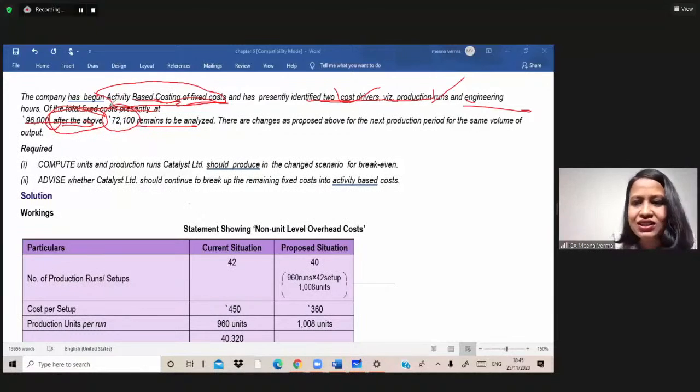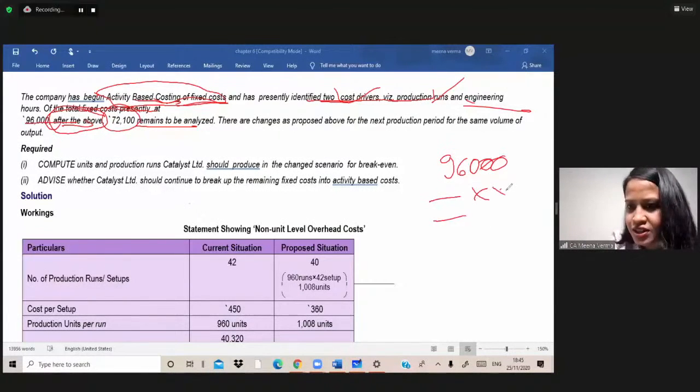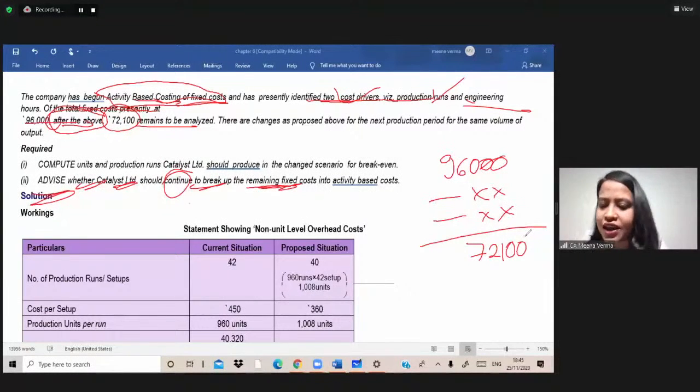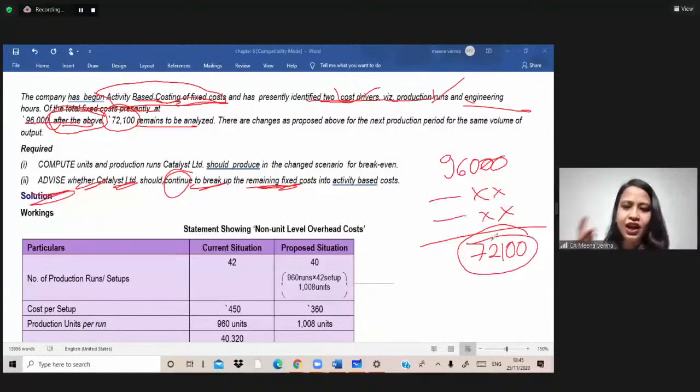So I hope, Neil, it is clear to you. See, out of 96,000, you will consider two cost drivers, and after considering these two cost drivers, you will be left with a value of 72,100. Now, what they are asking you is to advise whether Catalyst Limited should continue to break up the remaining fixed cost. Now we are left with this remaining fixed cost, 72,100. They have identified two cost drivers. It might be possible they can identify more cost drivers.